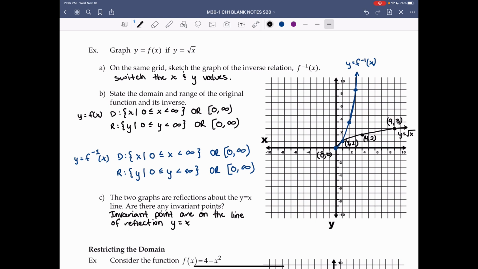So the points that we have that are on y equals x, 0, 0 and 1, 1 are invariant points. They're both on our line of reflection, which would be here. And we can see that those points are on both graphs.